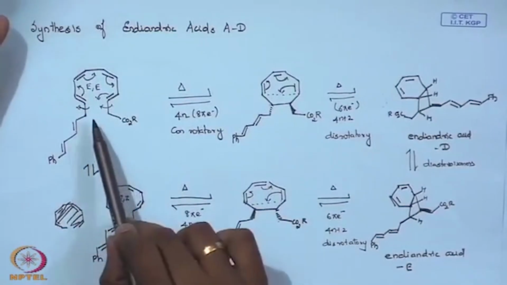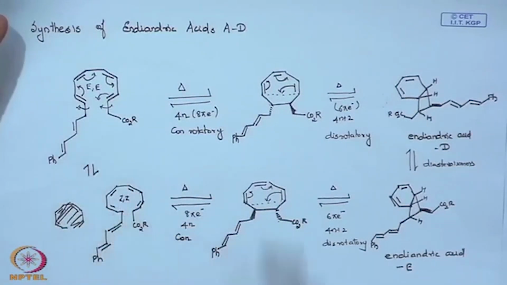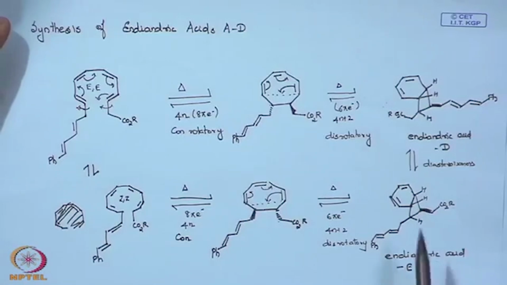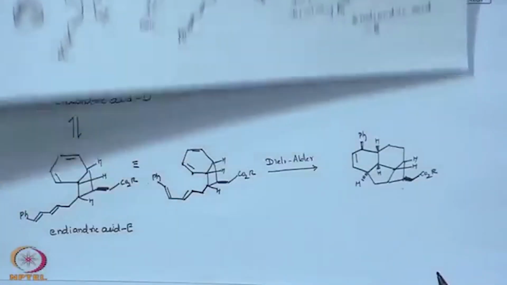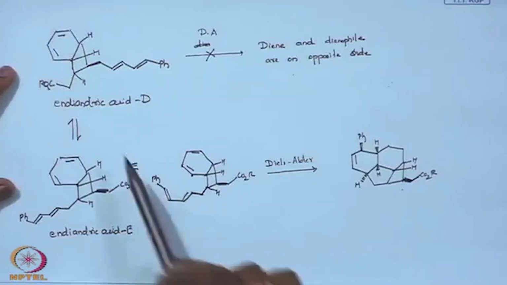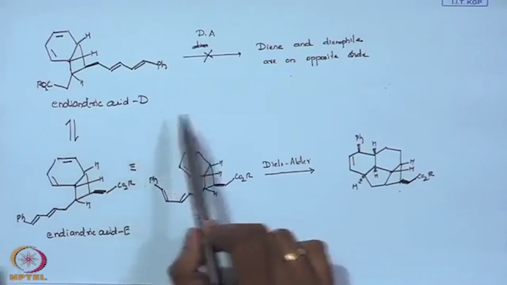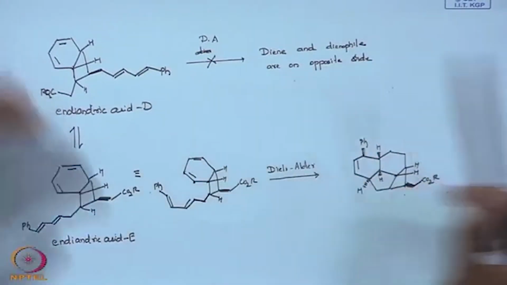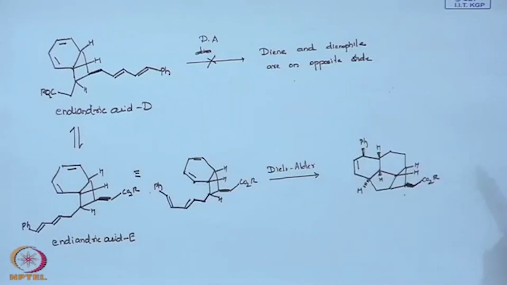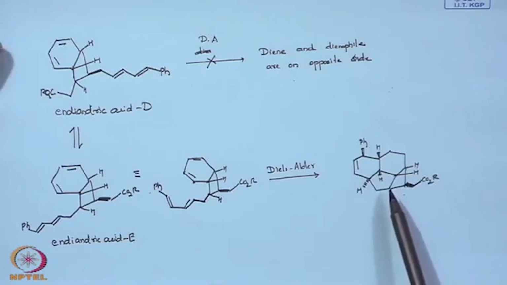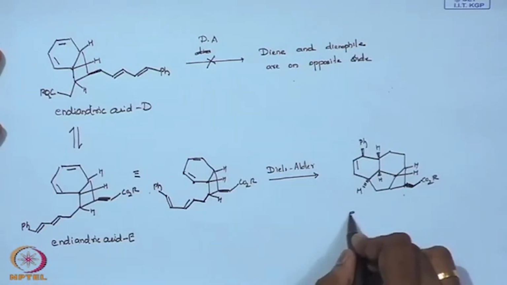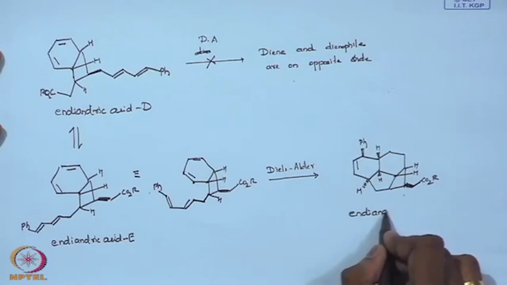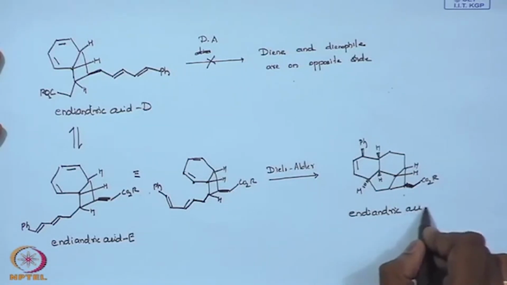Same one, this is the EE form. I am taking the ZZ and you get endiandric acid E, which are diastereomers of each other. Then I am taking endiandric acid D and asking whether it will undergo a Diels-Alder reaction. You said that it won't because your diene and dienophile are on opposite sides, but in the case of endiandric acid E, it undergoes nicely to give you this product. What is this? Yeah, this is your endiandric acid A.